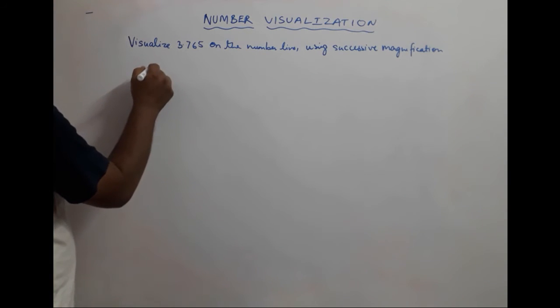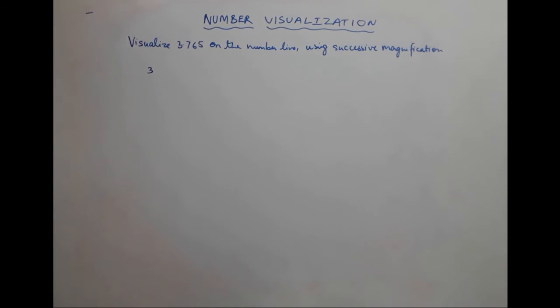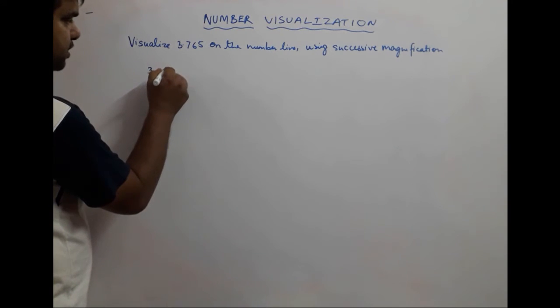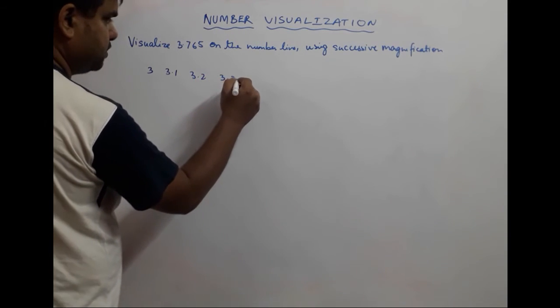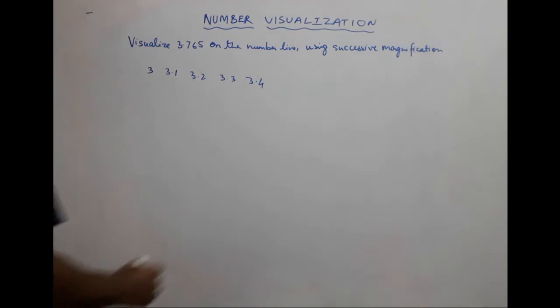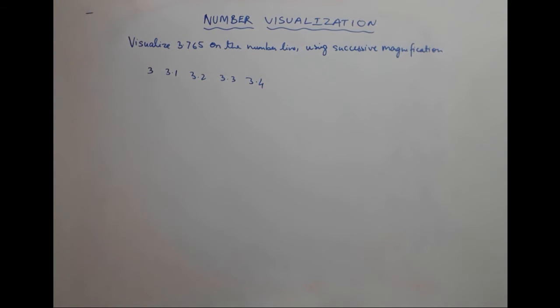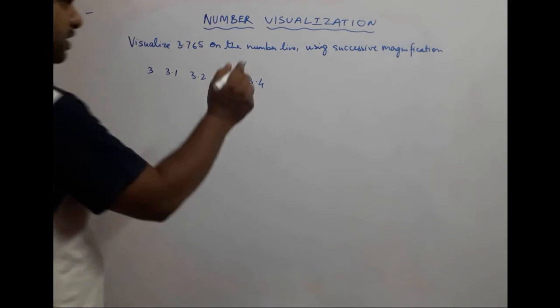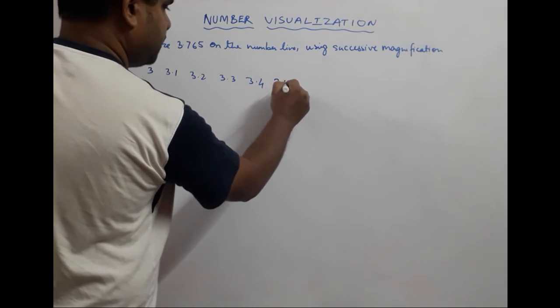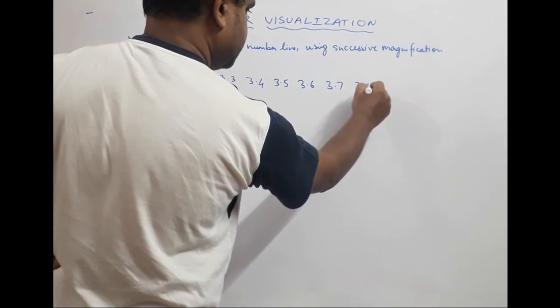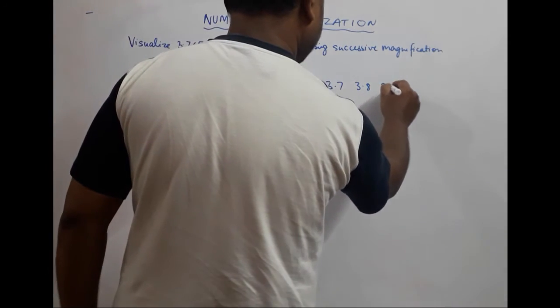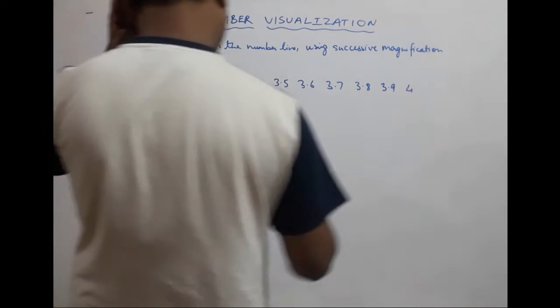So let us begin with 3, and we need to proceed all the way to 4. So that would be 3, then you have 3.1, 3.2, 3.3, 3.4, this has to go on all the way till 4. So 3.5, 3.6, 3.7, 3.8, 3.9 and 4. Right?